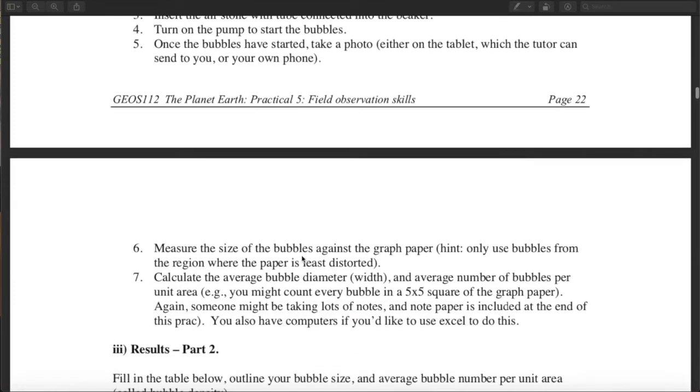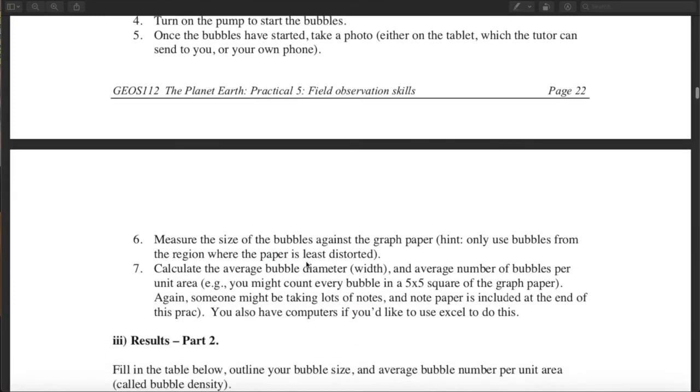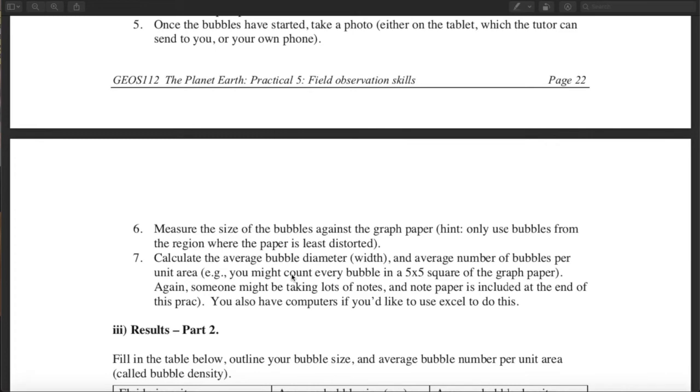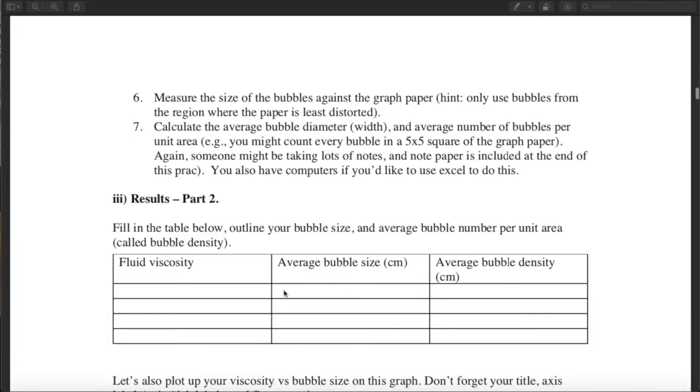And then once we've measured those bubbles' density and the size of the bubbles, we're actually going to plot them up as well on a bit of graph paper. So here's a little table again that we want you guys to fill out. So you've got your fluid viscosities. We worked that out from the last experiment for each of the four different colors.